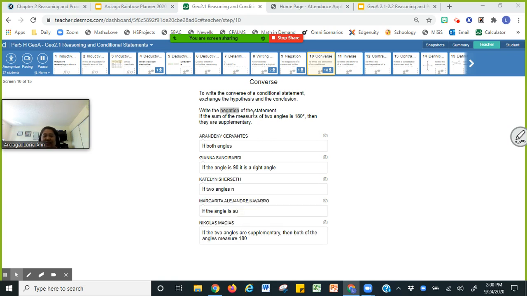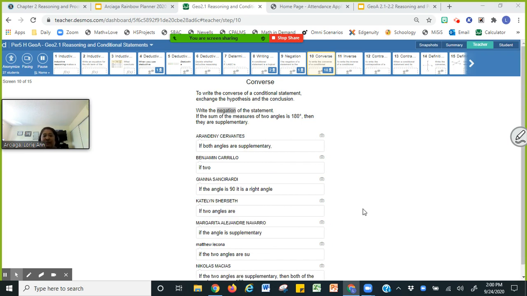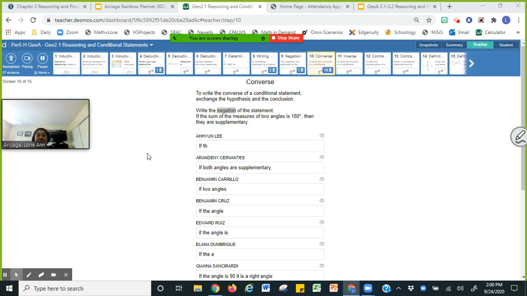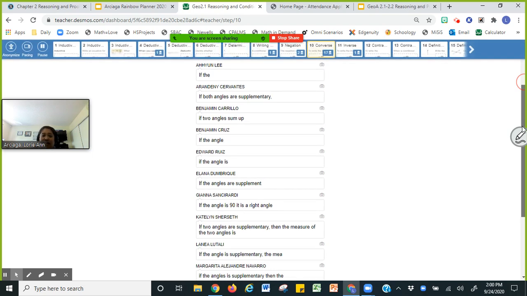I know this one takes time to prepare, but I love it. It's like seeing you in person. So if the sum of the measures of two angles is 180, then they're supplementary. So flip them around, switch them around. That should have been write the converse instead of write the negation. Oh, I can't edit it now. It will kick you out of the thing, so I'll edit it later.